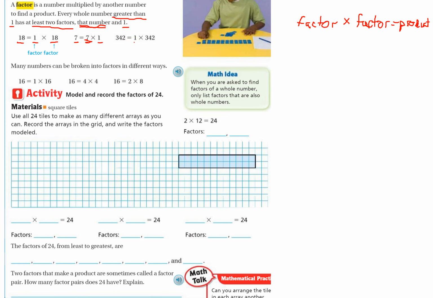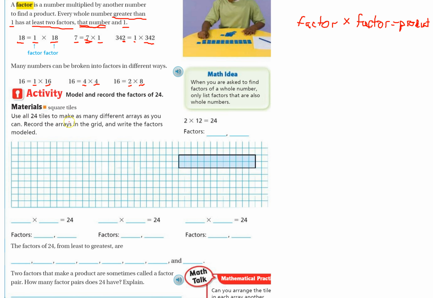342 has at least 2. I'm sure we can find more. I know that 2 times something will give us 342 because it has a 2 in the ones place. But 1 and 342 would be factors of 342. Many numbers can be broken into factors in different ways. 16, we can break it into 1 times 16. We can also get 16 by doing 4 times 4, and we can also get 16 by doing 2 times 8.